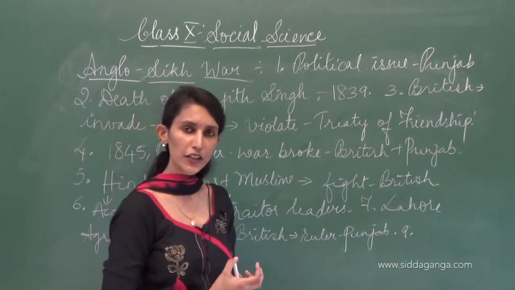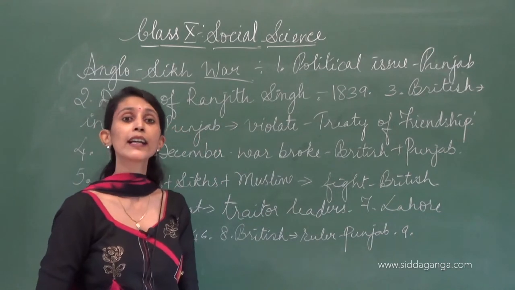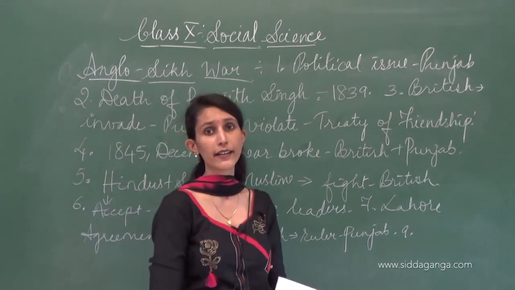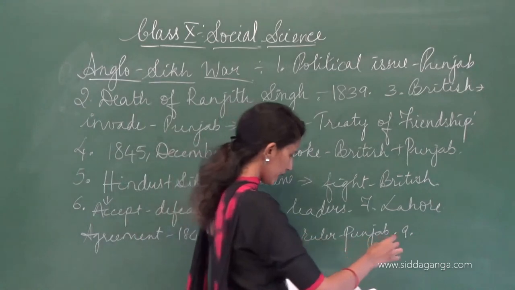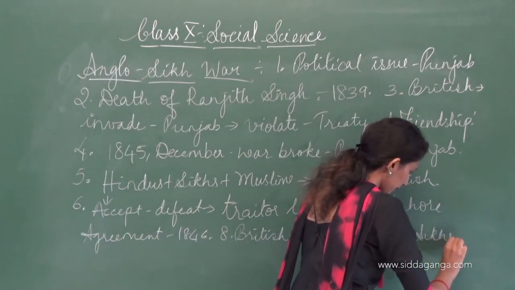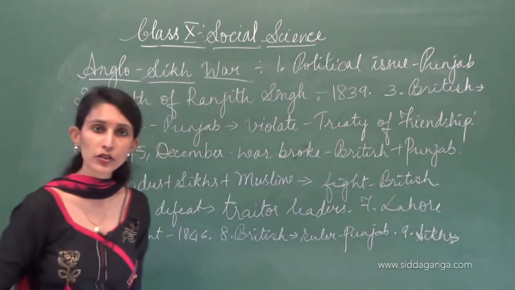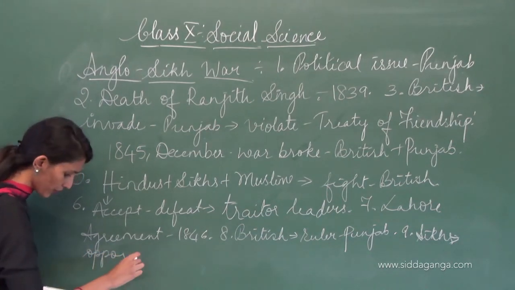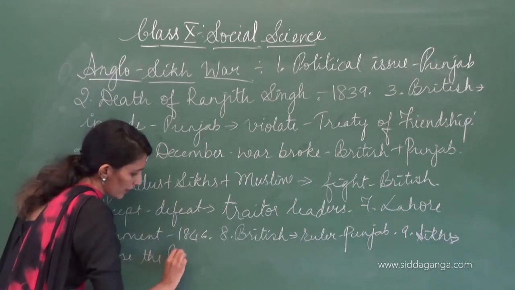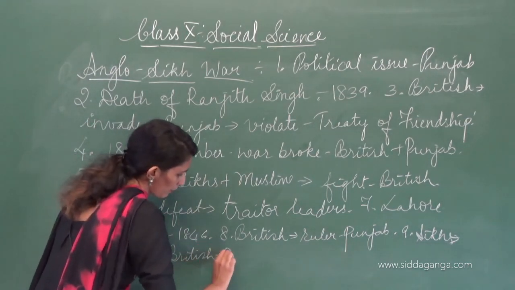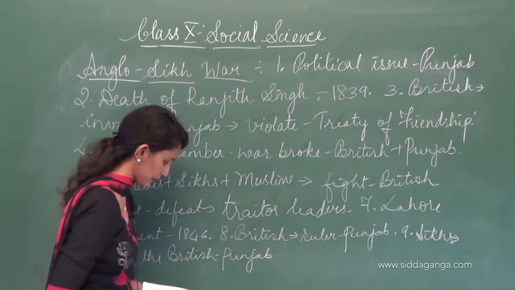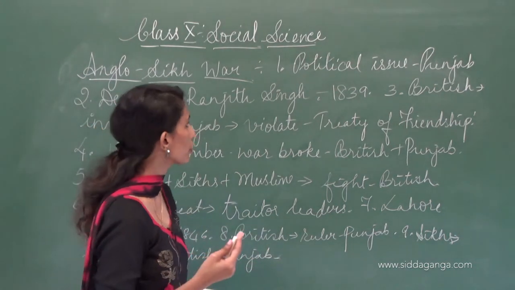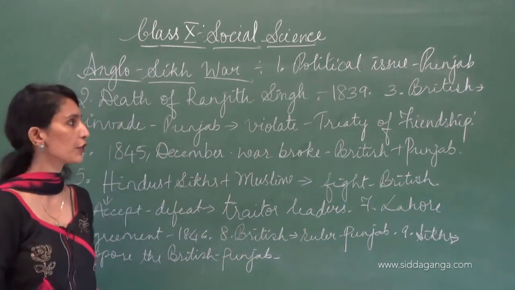Even after this, when the Britishers tried to rule, the Sikhs were still very angry at what the English people had done. They wanted to fight back more because they wanted their territory back. And that is why these Sikhs tried to oppose the British rule in Punjab. This opposition was done by two people. I'll come to those two people. Let me brush it up for you again.